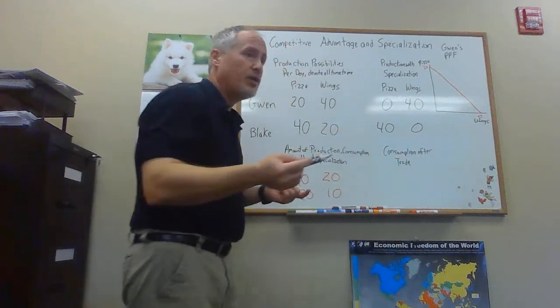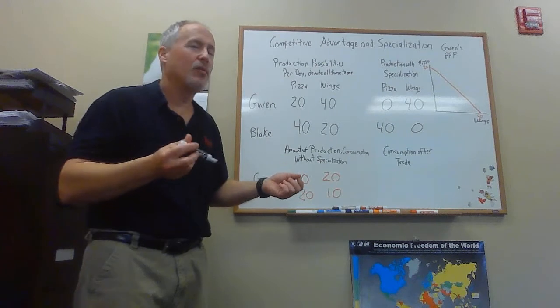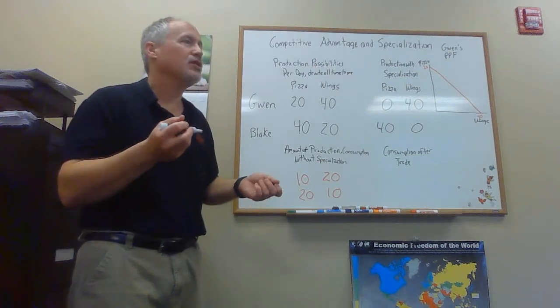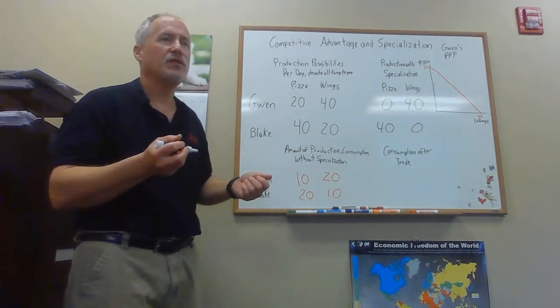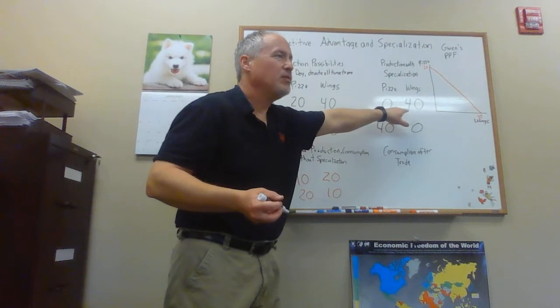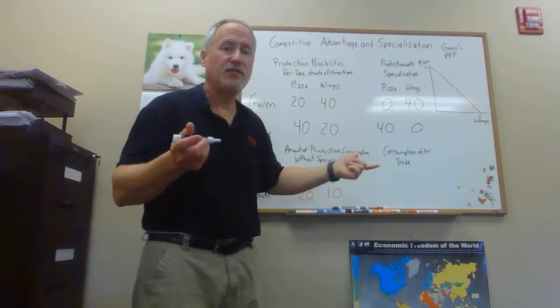But they can trade. Now, the trade can be somewhat arbitrary. There's a lot of different trades they might conceivably agree to. Let's suppose that they're going to trade 15 pizzas for 15 wings. So Gwen starts with wings. She'll trade wings for pizzas on a 1-to-1 ratio. And let's just suppose that they trade 15 for 15.